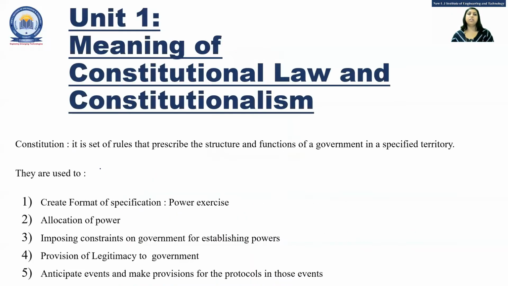So basically, when we talk about the meaning of constitutional law and constitutionalism, the first word in that is constitution. A constitution is a set of rules which prescribe the structure as well as the functions of a government, and that is also within a specified territory. So three important terminologies are there. First is the structure as well as the functions of a government, and they are defined in a specified territory. If we say the Indian constitution, we are talking about the specified territory of India only. When we talk about other countries, it will be related to that specified territory. That is how the constitution is defined: a set of rules for the structure and function of a government.